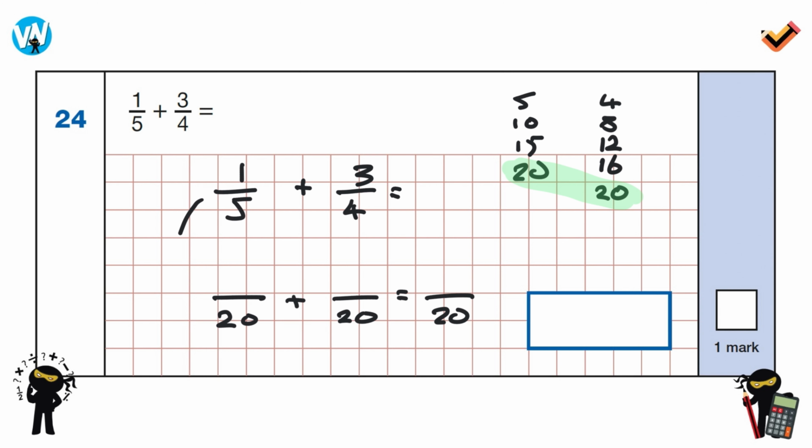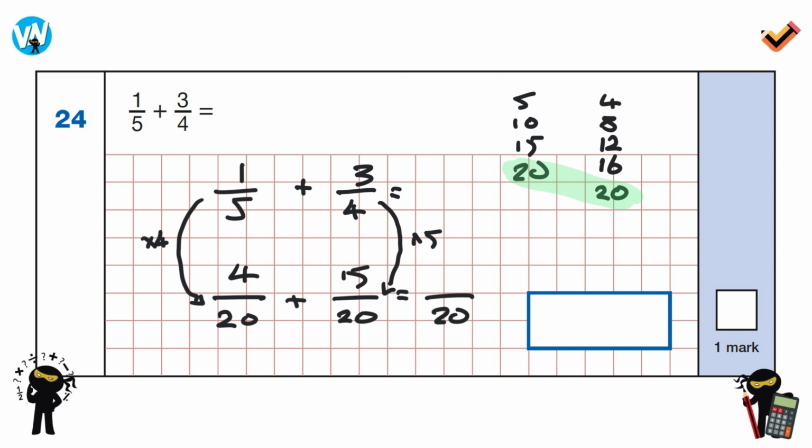And then it's all down to the adjustment. So how do I get 5 to 20? Well, it's times 4. So I'm going to times the numerator by 4, which is 4. How do I get 4 to 20? Well, it's times 5, isn't it? So I'm going to do 3 times 5, which is 15.